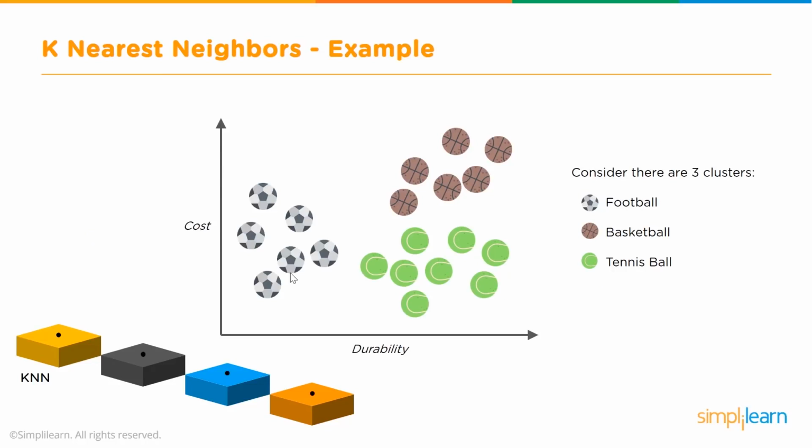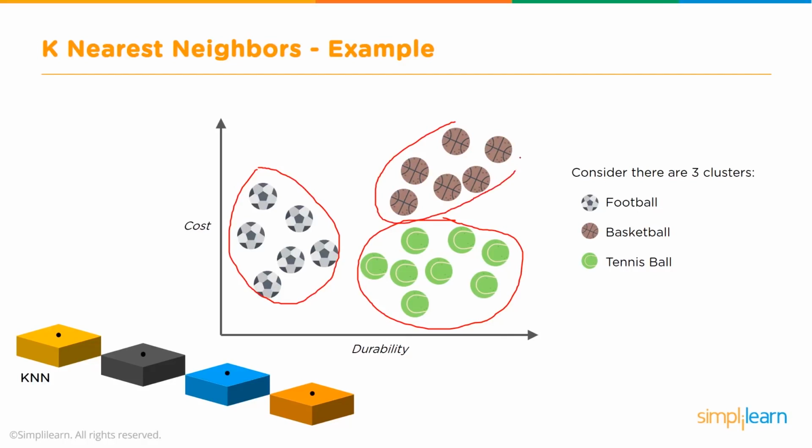Let's say we have 3 clusters in a cost to durability graph. The first cluster is of footballs, the second one is of tennis balls, and the third one is of basketballs. From the graph, we can say that the cost of footballs is high and the durability is less. The cost of tennis balls is very less, but the durability is high. And the cost of basketballs is as high as the durability.